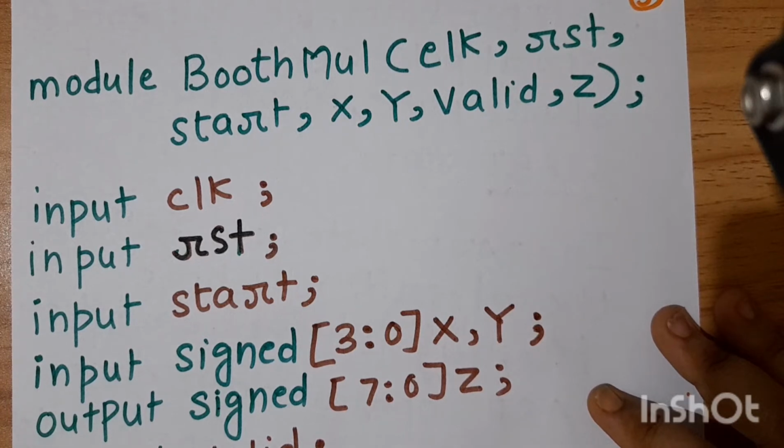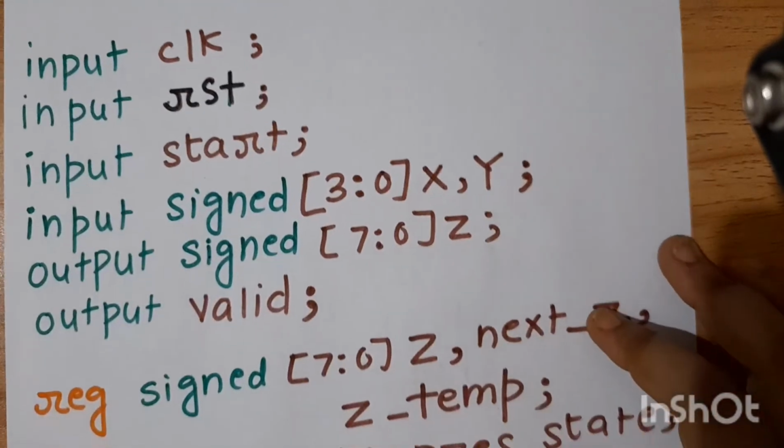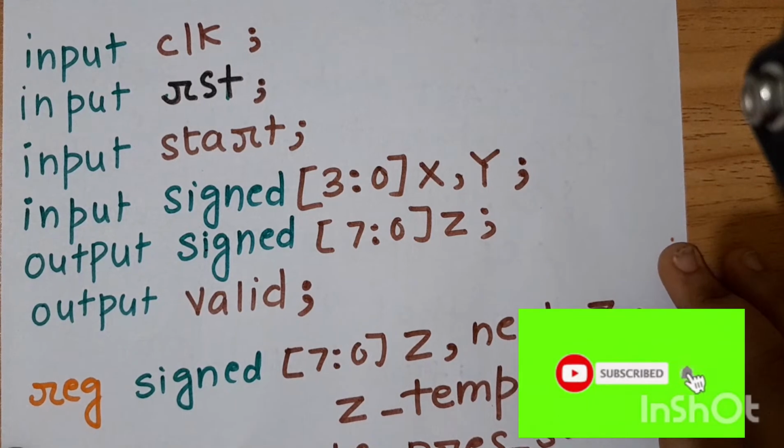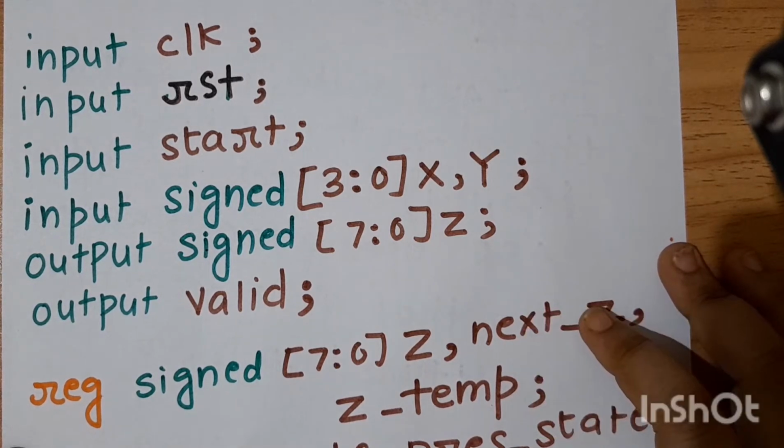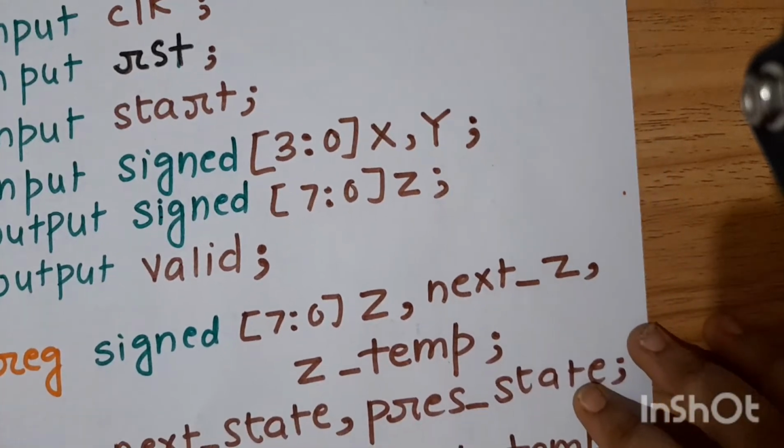Output is also signed, output signed [7:0] Z. So Z carries the product of X and Y, and this is also a signed number where the MSB carries the sign. There is another output signal, the valid output signal, output valid. Single bit signal, semicolon.